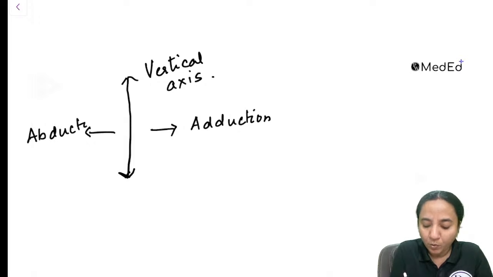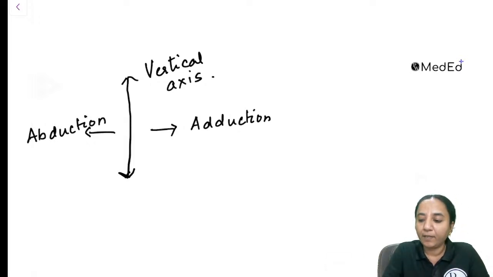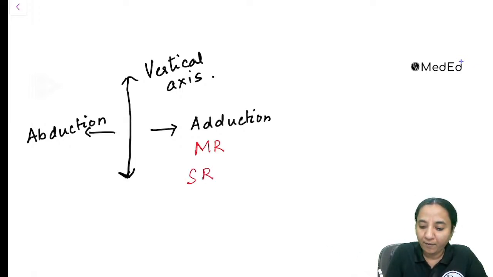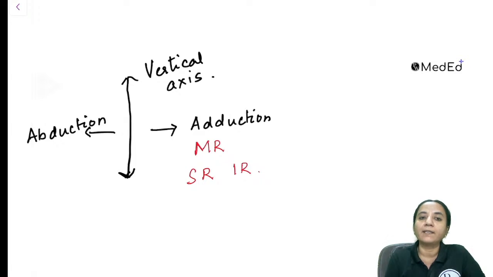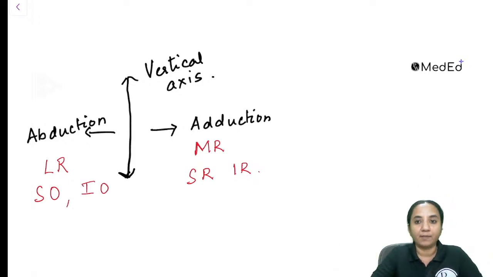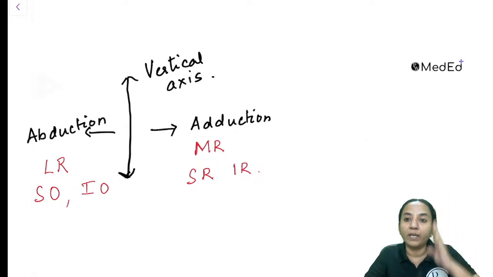Which are my adductors? The main adductor is the medial rectus muscle, the MR, and it is assisted in this process of adduction by the superior and the inferior rectus muscles. Now, which are the abductors? The abductor is the lateral rectus, and here it is assisted minimally by the superior and the inferior oblique. So this is if we keep the vertical axis as our fulcrum or center.